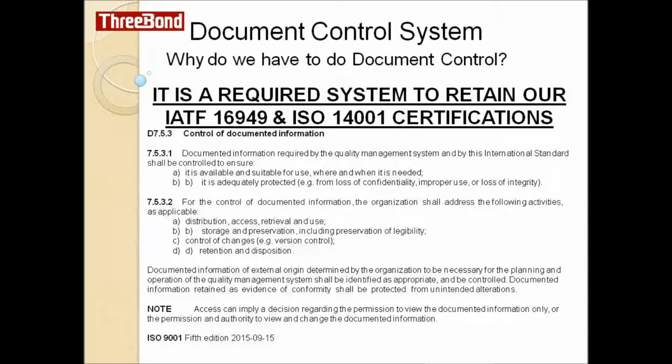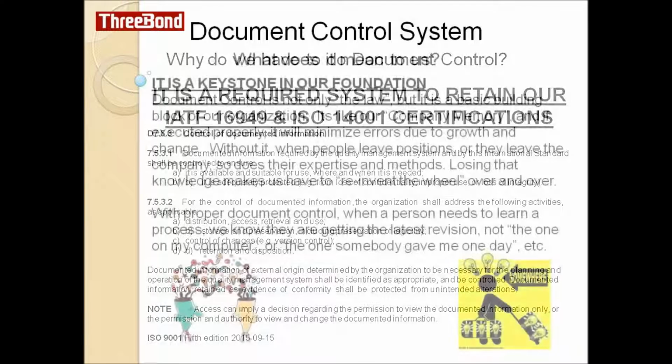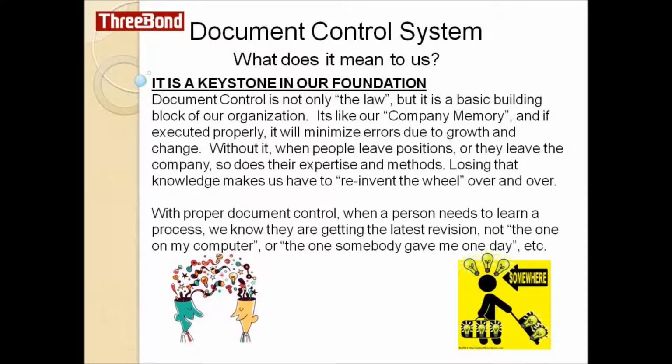So document control systems may be the law, but what does it mean to us? Well, it's actually one of the building blocks of our organization. It's kind of like our company's memory. And if executed properly, it will minimize errors due to growth and change, 2 things that are guaranteed to happen. Without it, when people leave positions or leave the company, so does their expertise and methods. Losing that knowledge makes us have to reinvent the wheel over and over. With proper document control, when a person needs to learn a process, we know they are getting the latest revision, not the one on my computer or the one somebody gave me one day.